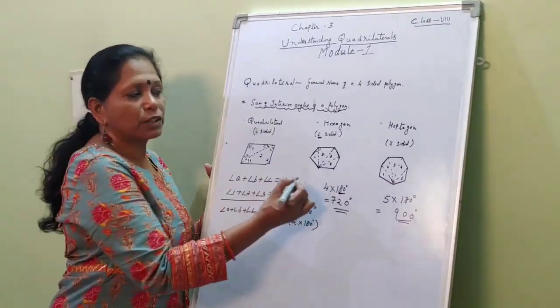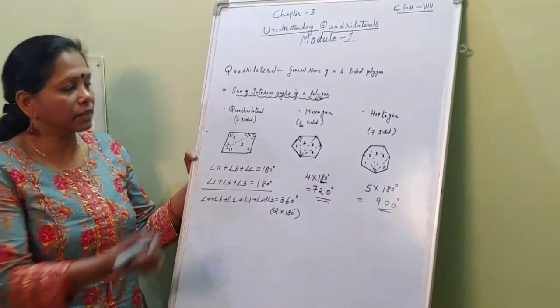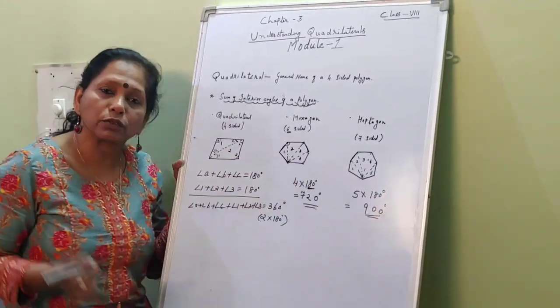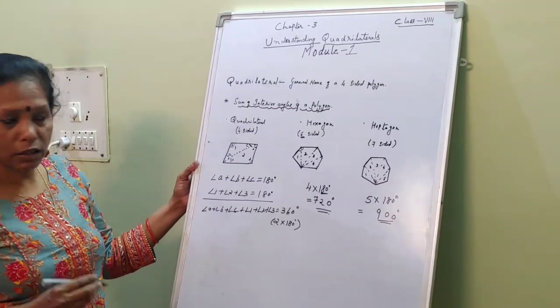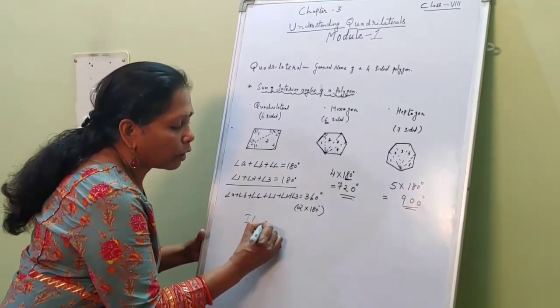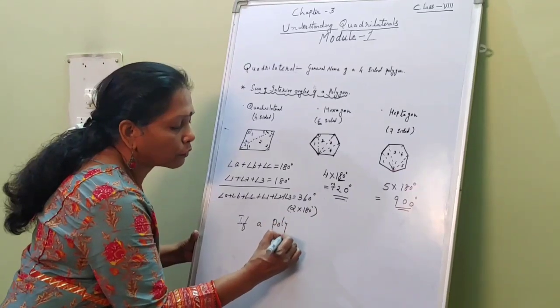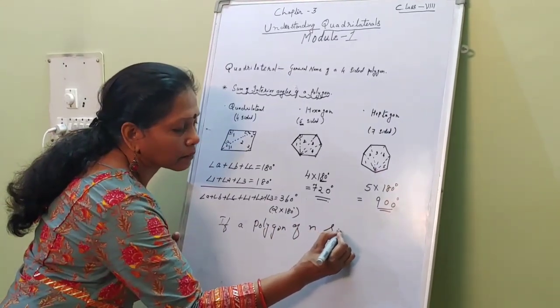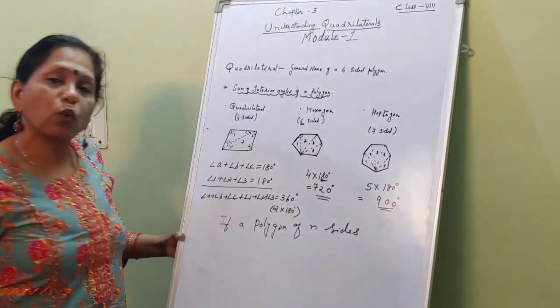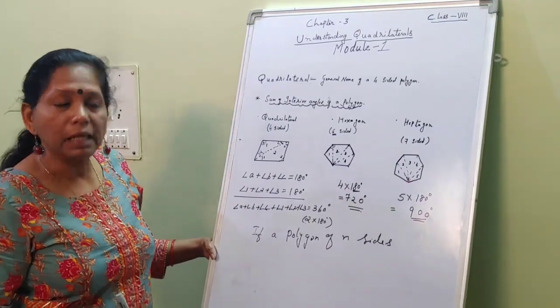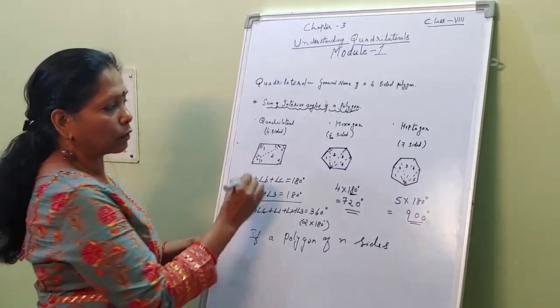So if you have observed this figure carefully, we have seen that each polygon has been divided into 2 less triangles. So if I have a polygon of n sides, then what will be its interior angle sum? Can we derive a formula? Yes, we can, by looking at this.